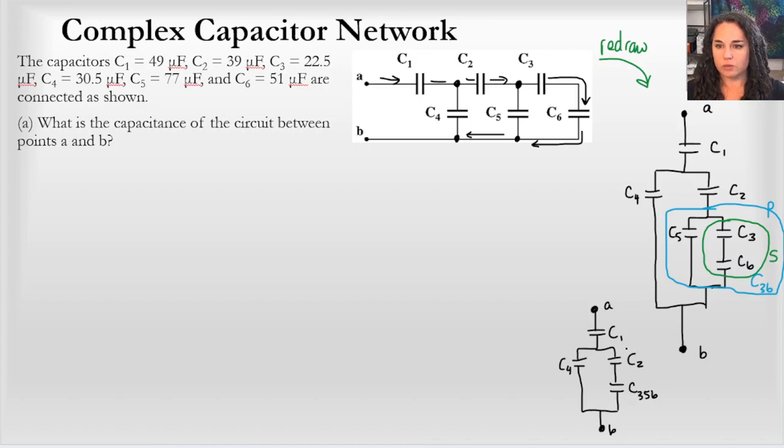I can't do anything with C4 until I simplify C2 and C356. I'm putting it in pink here. These two are in series with one another. Once I get those two in series, I'm going to add it in parallel with C4. So there's a parallel. And then our last step, I'm not going to call it anything. So we go from there to there to there.